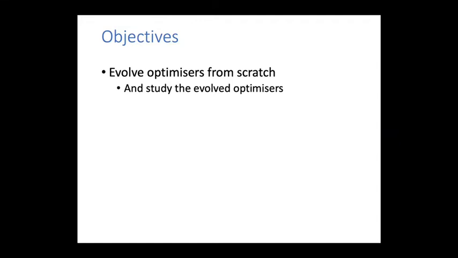This work is about using genetic programming to evolve both local and population-based optimizers. In particular, I'm looking at whether these optimizers can be evolved from scratch, or at least broadly from scratch at the instruction level. And then whether these evolved optimizers can be analyzed and useful knowledge about how the optimization works extracted from them.